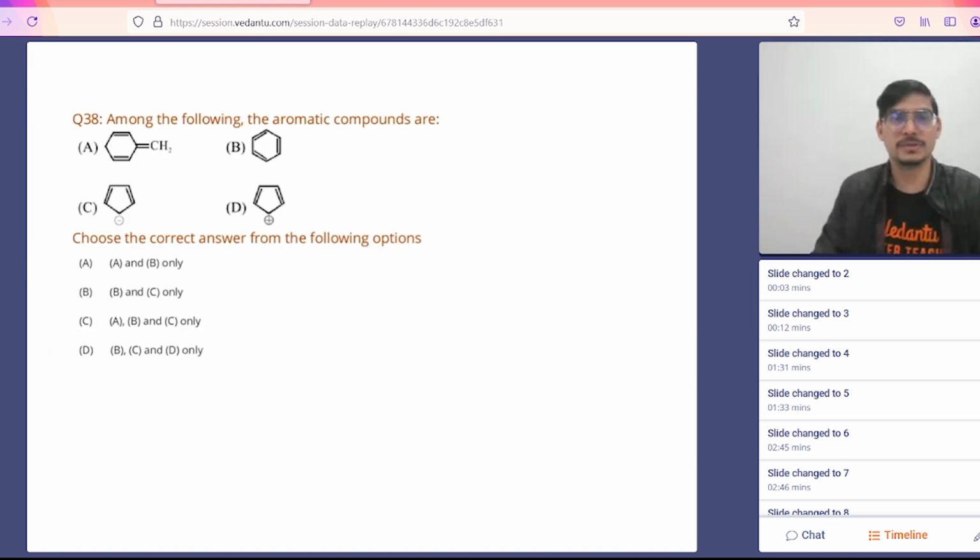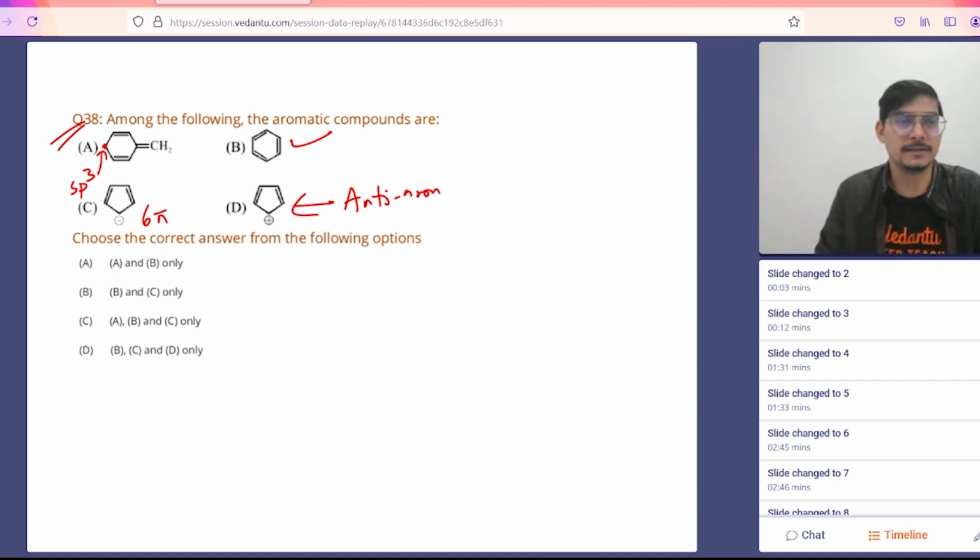Moving to the next question, the aromatic compounds are. In the first compound, there is an sp3 hybridized carbon, so this is non-aromatic. This is, of course, our benzene, so this is aromatic. Compound C is also aromatic because it has complete conjugation, 6 pi electrons and all. And this one is anti-aromatic because it has 4 pi electrons. So the compounds which are aromatic are B and C.